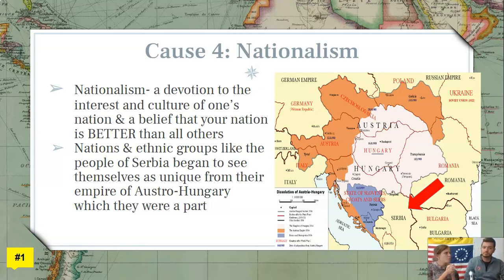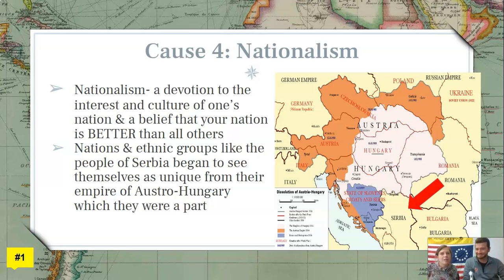So, nationalism. Nationalism is probably my favorite, Mr. Shaw. It is the pride in your country. It is the idea that your country is the best and other countries are not as good. For example, I am the best. Yeah? No, false. Moving on.